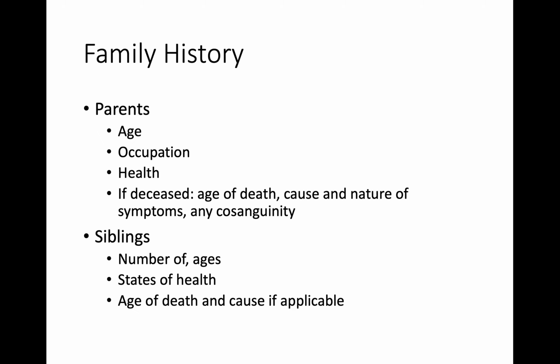Family history. For this, it's pretty basic for children. You want to know the parents' age, occupation, and health status, healthy, not good, not healthy. If they are deceased, you ask the age of death, the cause and nature of the symptoms, and any other family history, as well as if there's any consanguinity, which means, are they related, the parents? Siblings, you want to know the number of siblings, how old all of them are, and their states of health, as well as if they are deceased, you would like to ask the age of death and the cause if applicable. Especially if it is a sibling who has died, make sure you ask the age of death and the cause, because these could lead us to consider certain genetic diseases or certain diseases that are within inherited patterns.